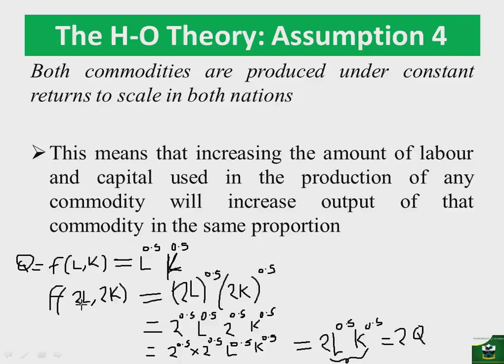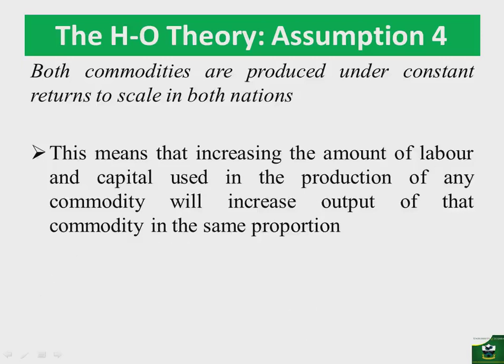So we see that by scaling up each of the inputs used in the production process by 2, or by doubling each input, output is also responding proportionately. Therefore, we have what we call constant returns to scale. And this is true in both nations.